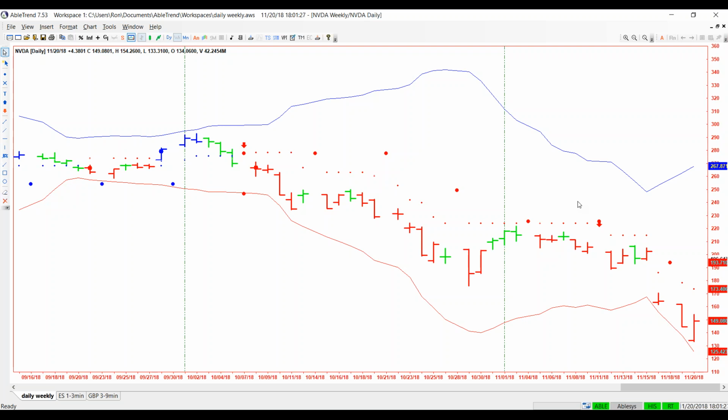The key with Able Trend is the guidance chart. We have two time frames combined into one chart. In this case, what I have up right now is a daily weekly chart.